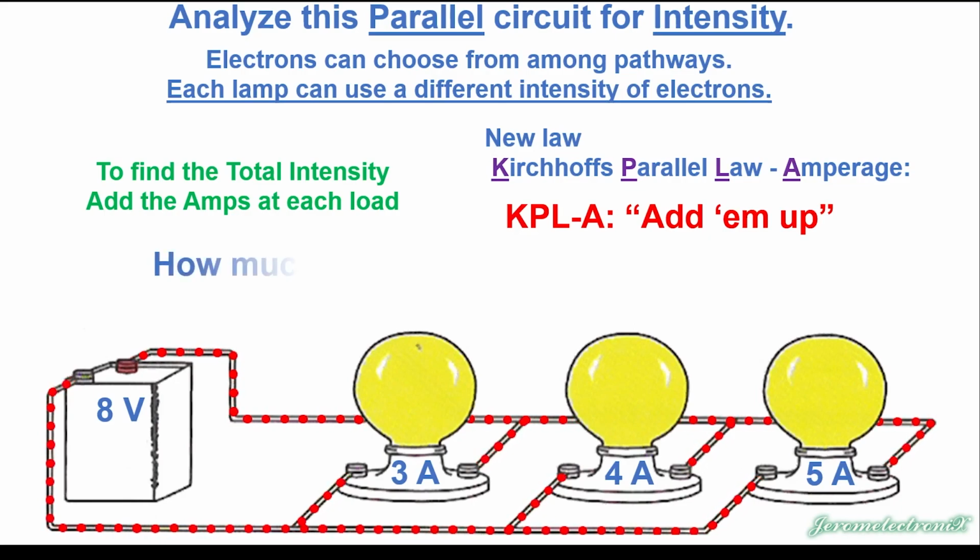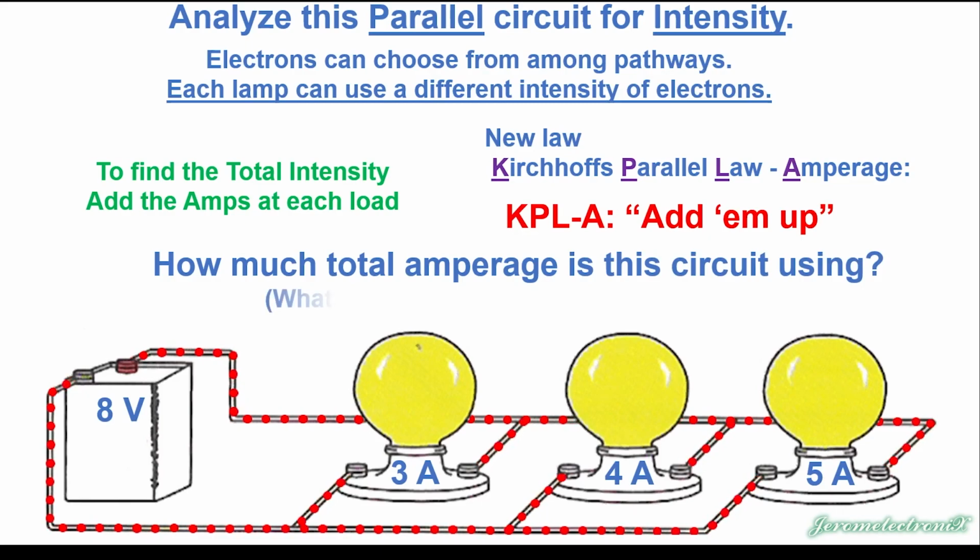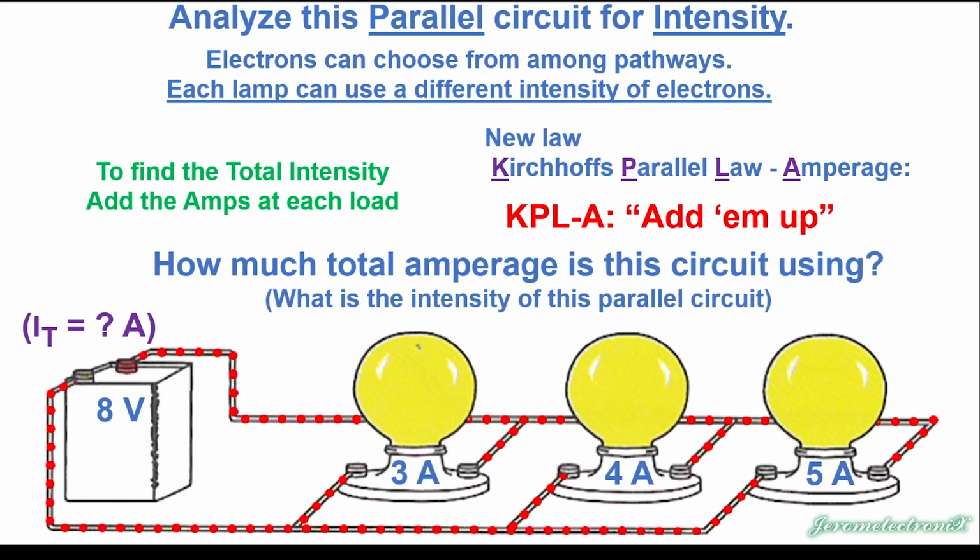So if we want to know the total amps, how much total amperage is this circuit using? What's the intensity of this parallel circuit? Well, the intensity total equals something we don't know, amps. And if you add them up, 3 plus 4 plus 5, or 7 plus 5, that's 12. 4 plus 4 plus 4 is 12. The average, it's 12 amps. Okay?